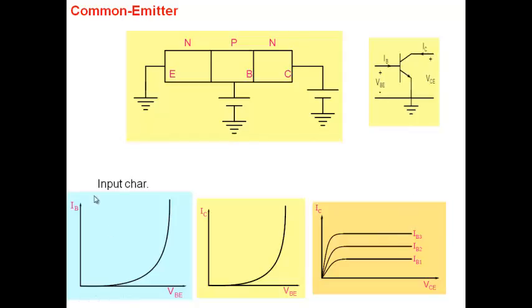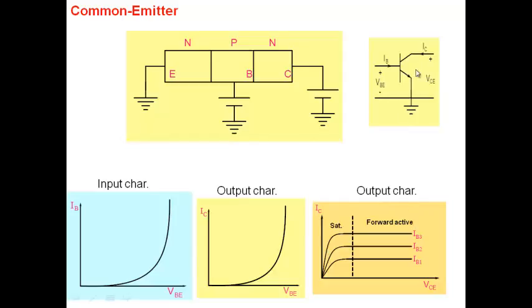Okay, so this is input. These are two output characteristics. We can draw a line here. This is where the transistor is in forward active mode, and this is where the current starts to drop. The transistor is going into saturation mode. Okay, so that's the output characteristics in the common emitter mode.